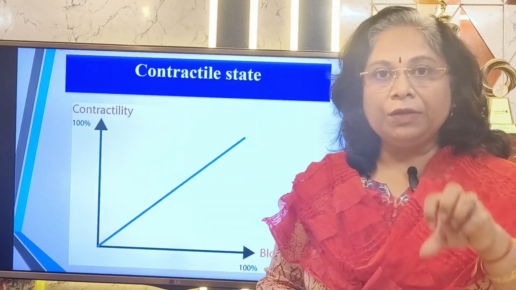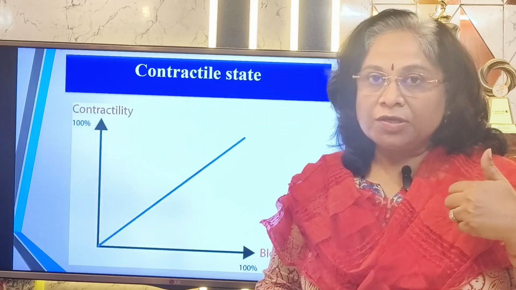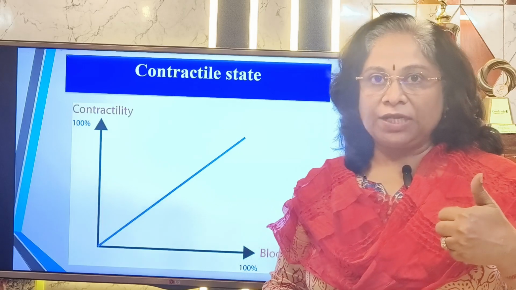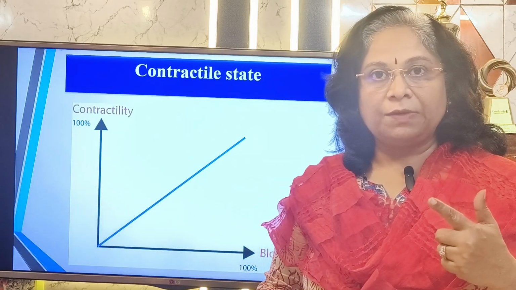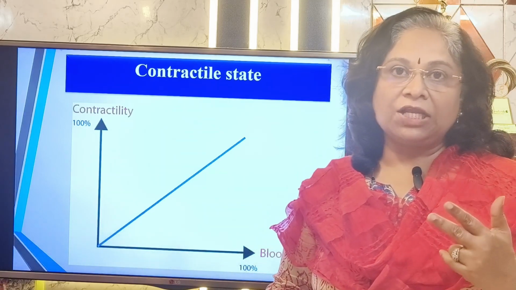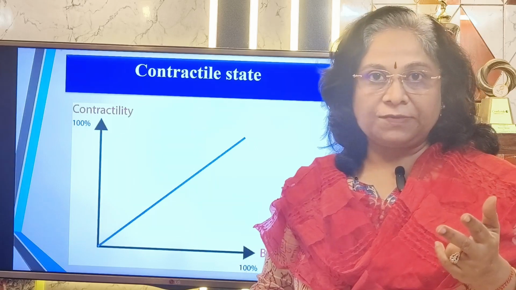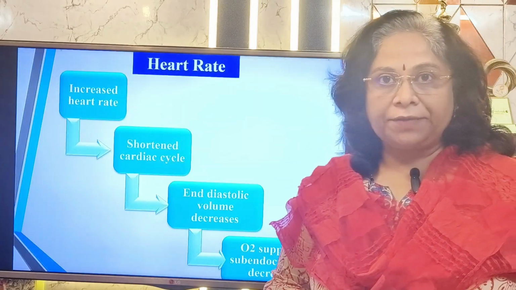So if we want to reduce the contractility of the heart, we have three classes of drugs. The drugs which are blocking the L-type calcium channel, which are calcium channel blockers; the drugs which are blocking the beta-1 adrenergic receptor, like cardioselective beta blockers; and drugs which are increasing the cyclic GMP level, like nitrates. The second factor which is important is the heart rate.